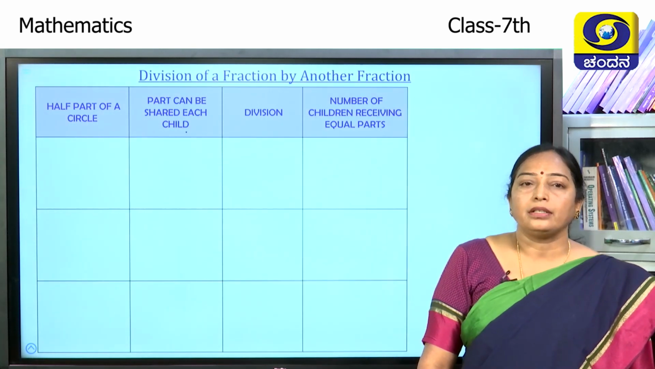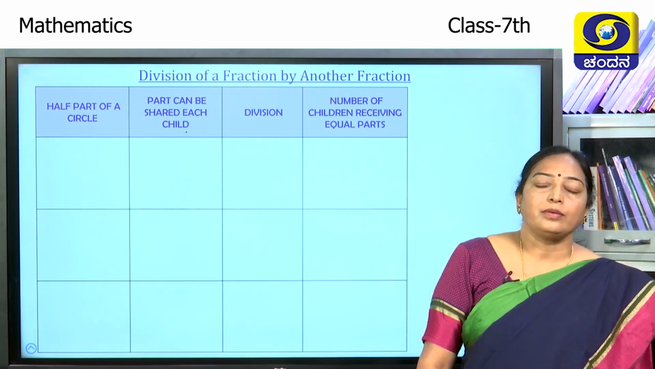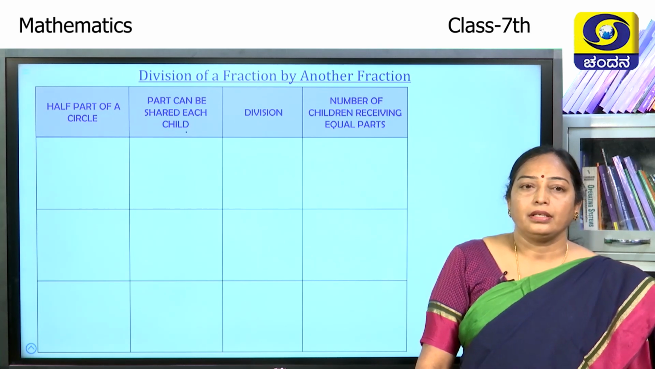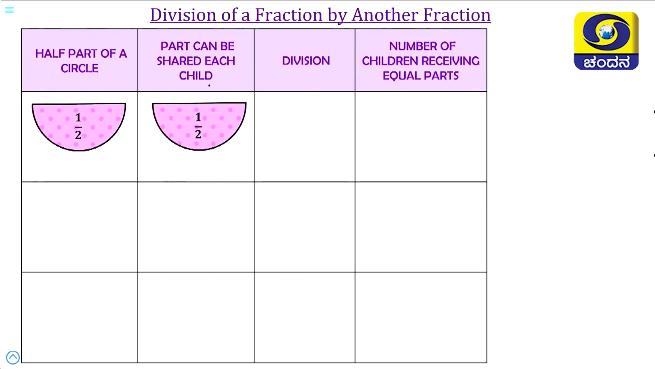Children, let us learn how to divide a fraction by another fraction. Let us consider half of a circle. If we share half part of a circle among children, how many children can get half equally? Only one child. Half divided by half, we get 1.